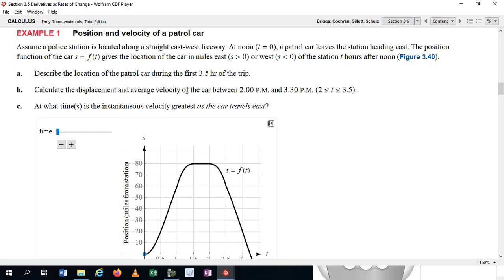Okay, part C. At what time is the instantaneous velocity greatest as the car travels east? Now remember, instantaneous velocity is the slope of the tangent line to the position function at any given point. And so what they're really asking us to do here is to find when the slope of the tangent line is greatest as the car travels east.